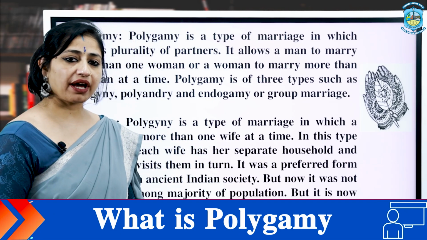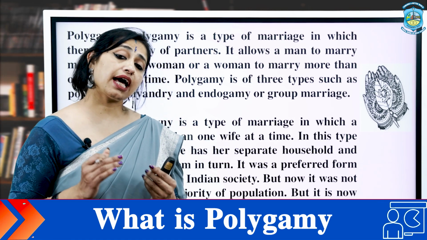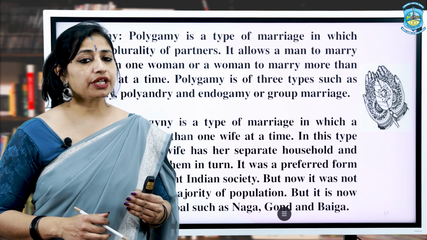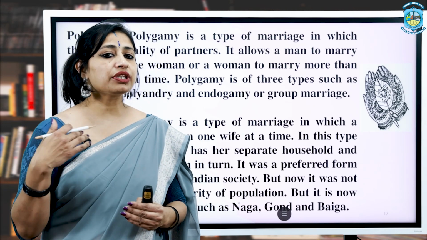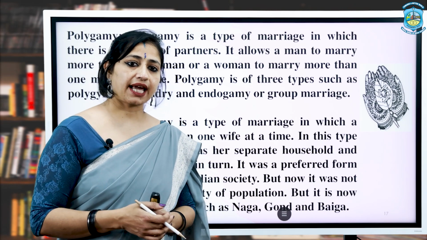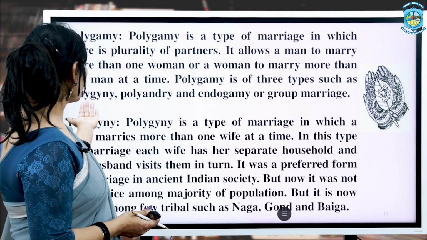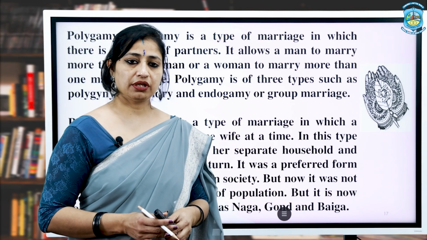So let's see what is polygamy. It is a type of marriage where we talk about the plurality of partners. It allows a man to marry more than one woman or a woman to marry more than one man at a time. Polygamy is of three types and such are polygyny, polyandry, endogamy or group marriage.